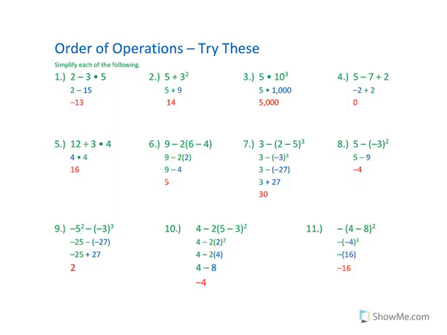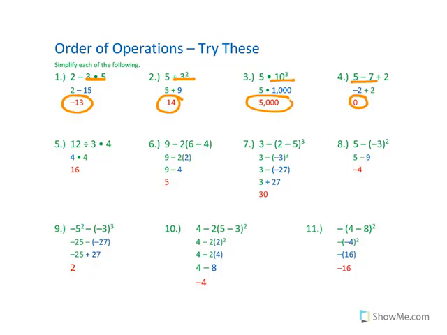What I've done is I've put in blue text what I've done first. So 3 times 5 is 15. That goes first. 2 minus 15 is negative 13. Here I'm going to do exponents first. 5 plus 9 is 14. Do my exponents first. 5 times 1,000 is 5,000. Subtraction, addition, go left to right. 5 take away 7 goes first. Negative 2 plus 2, 0.